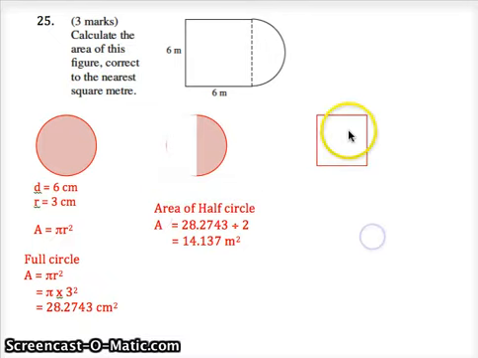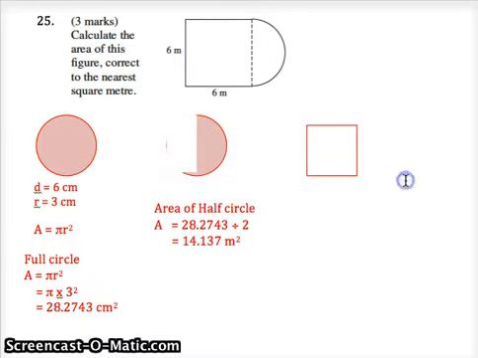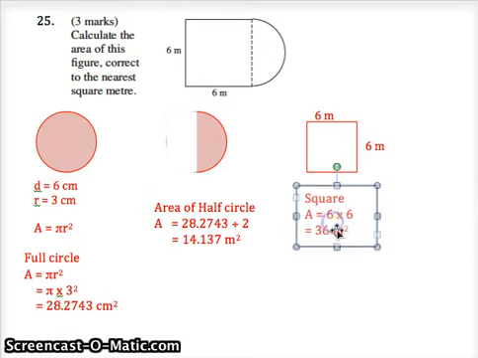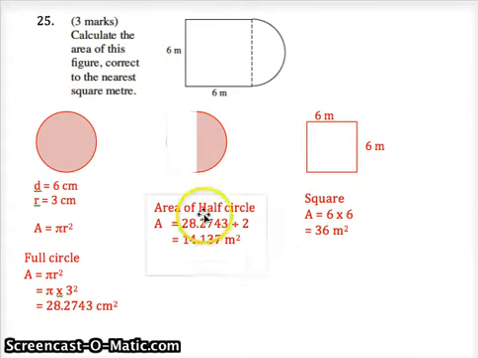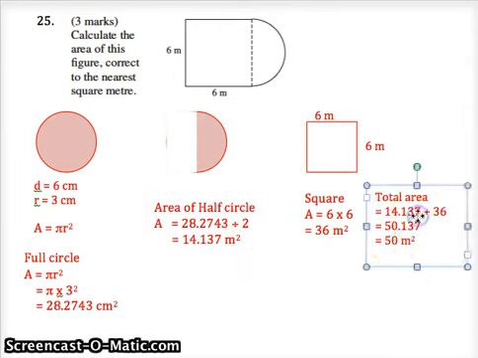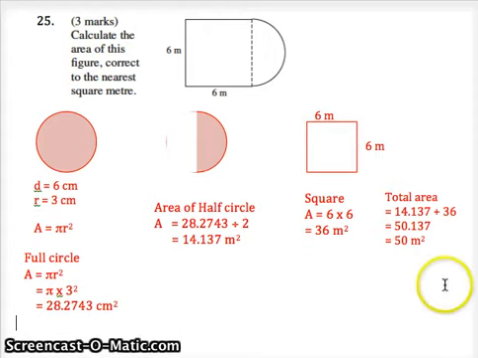And now we just need to find the area of this square. We know that the dimensions of the square are 6 by 6, so I can just write them in. Therefore the area of the square is 6 times 6, which is 36 meters squared. So now for my total area, I just add this semicircle, 14.137, and my 36. So my total area is 14.137 plus 36, which is 50.137 meters squared.